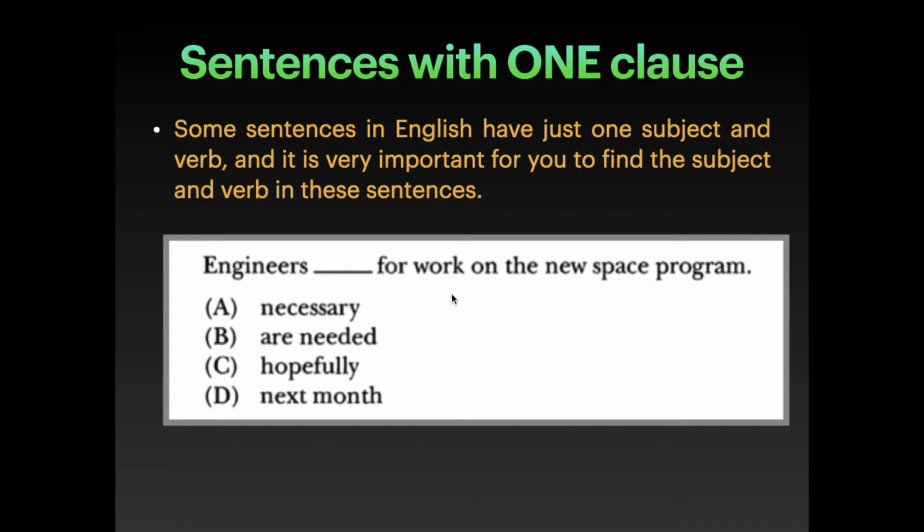Engineers blank for work on the new space program. So we have a subject, engineers, and we don't have a verb, right? So we need an option that provides a verb. This is not a verb, this has a verb, this is not a verb, and this is not a verb. So just by elimination, we know that the correct answer is B. Engineers are needed for work on the new space program.